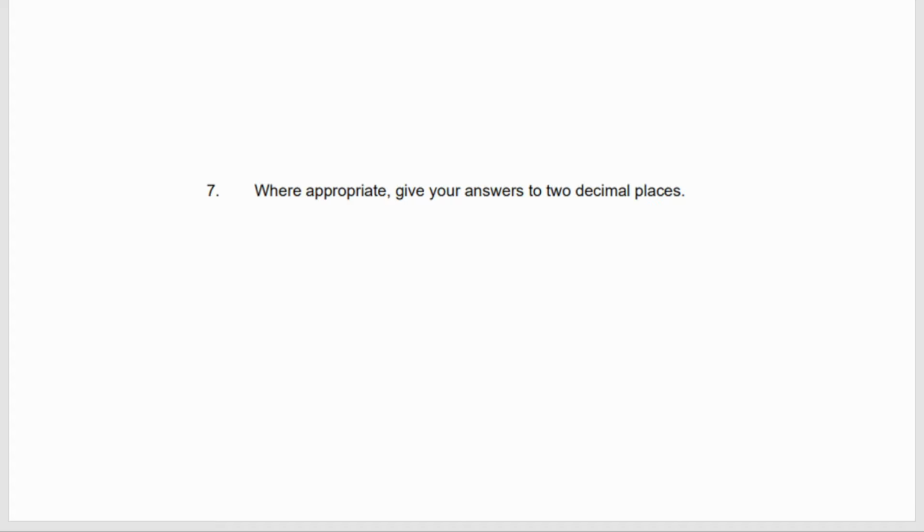Okay, but always remember when we're doing quantitative chemistry, so when we're dealing with moles and things like that, I normally like to work to 4 decimal places during the calculations and then give my final answer to 2 decimal places. Okay, that should come up in this past paper, but let's have a look.